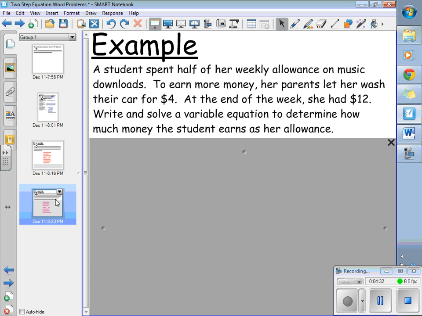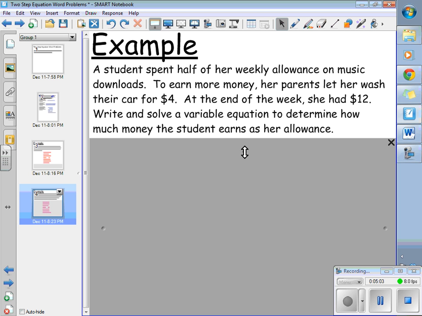And our final problem, a student spent half of her weekly allowance on music downloads. To earn more money, her parents let her wash their car for $4. At the end of the week, she had $12. Write and solve a variable equation to determine how much money the student earns as her allowance. So let's think about this. She's got half of her weekly allowance on downloads, and she gets $4 from her parents. At the end, she's got $12.